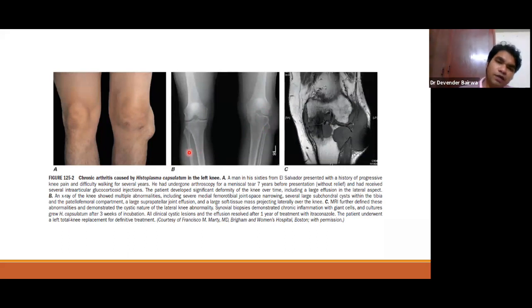Generally, fungal arthritis will present with an indolent course. Systemic symptoms may or may not be there. There may be a history of some kind of procedure, or some occupation-related risk, or the patient may be immunocompromised. In such cases, you have to think about a fungal cause.